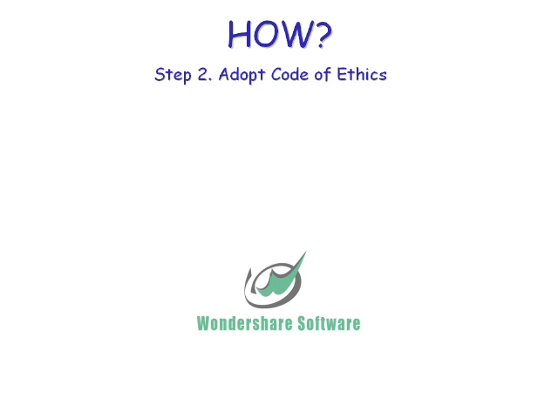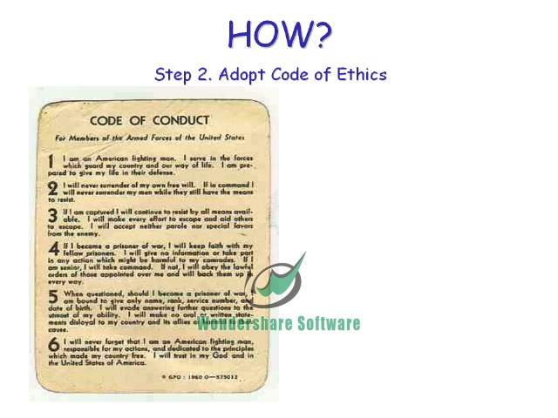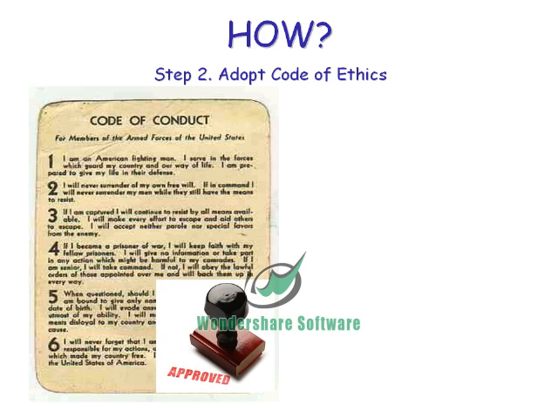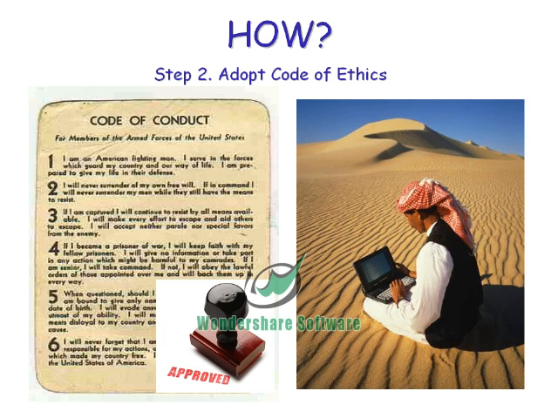Step 2. Adopt Code of Ethics. Code of Ethics, or Code of Conduct, describes the ethical principles that staff, board, and volunteers agree to follow, and includes a statement of values. Code of Ethics should be approved by the Board of Directors and available to the public on the organization's website.